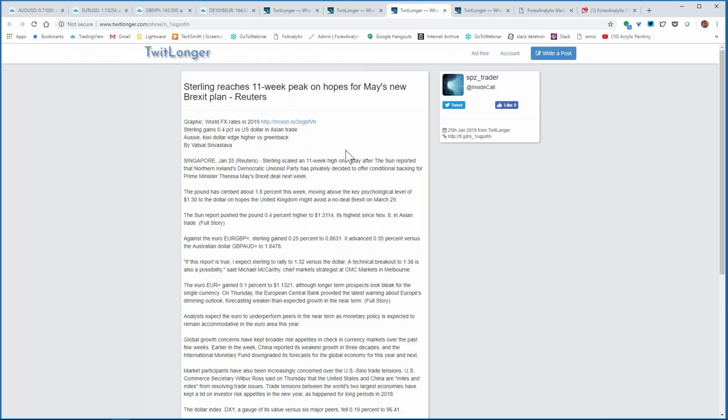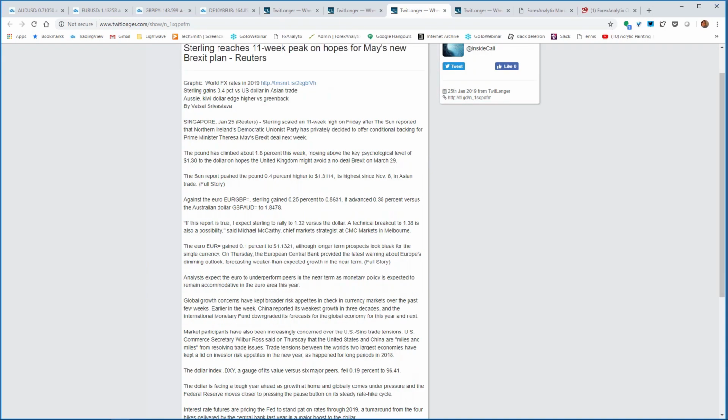And sterling reaches an 11-week peak on May's hopes for a new Brexit plan. Sterling scaled an 11-week high on Friday after the Sun reported that Northern Ireland's Democratic Unionist Party has privately decided to offer conditional backing for Prime Minister May's Brexit deal next week. The pound has climbed about 1.8% this week, moving above the key psychological level of 130. The Sun report pushed the pound 0.4 higher at 131.14.